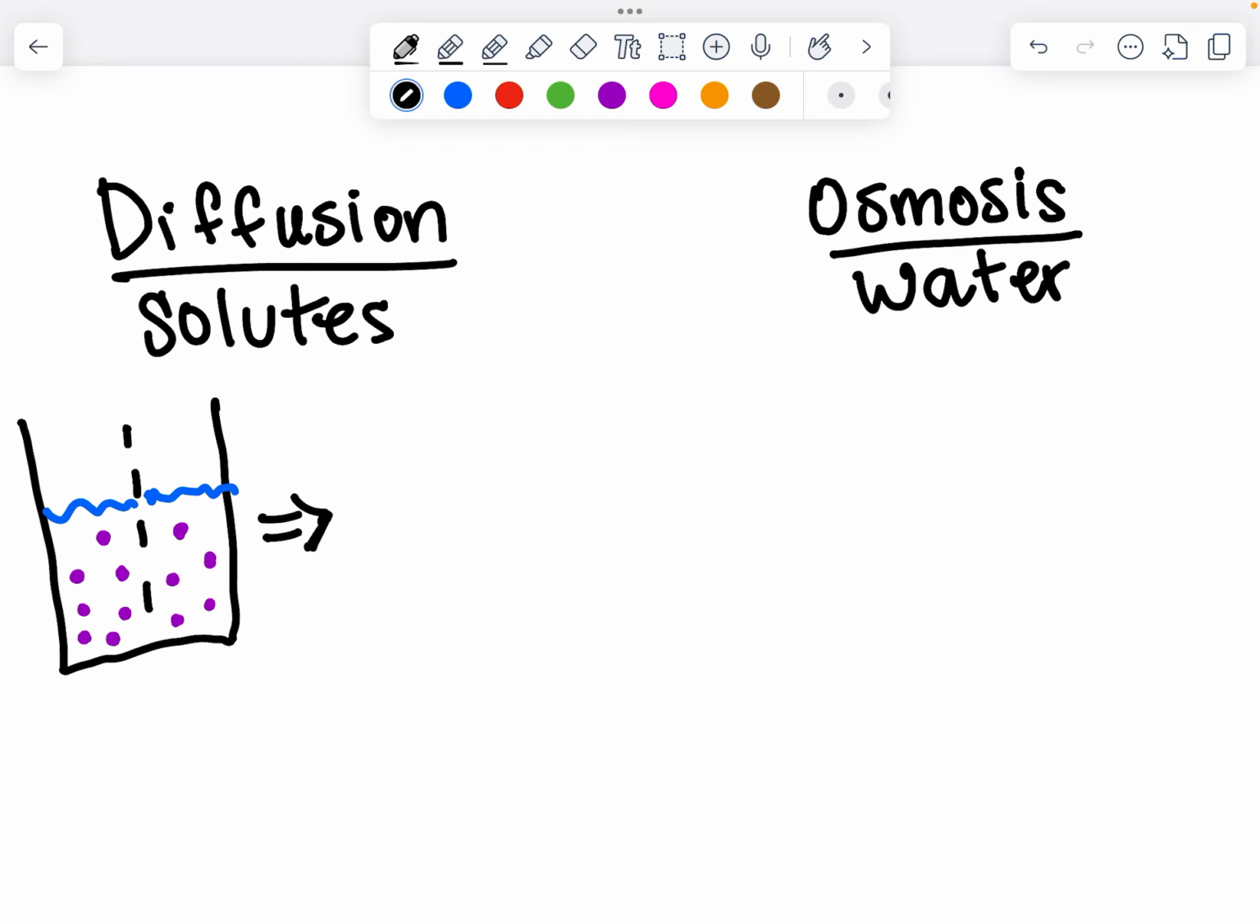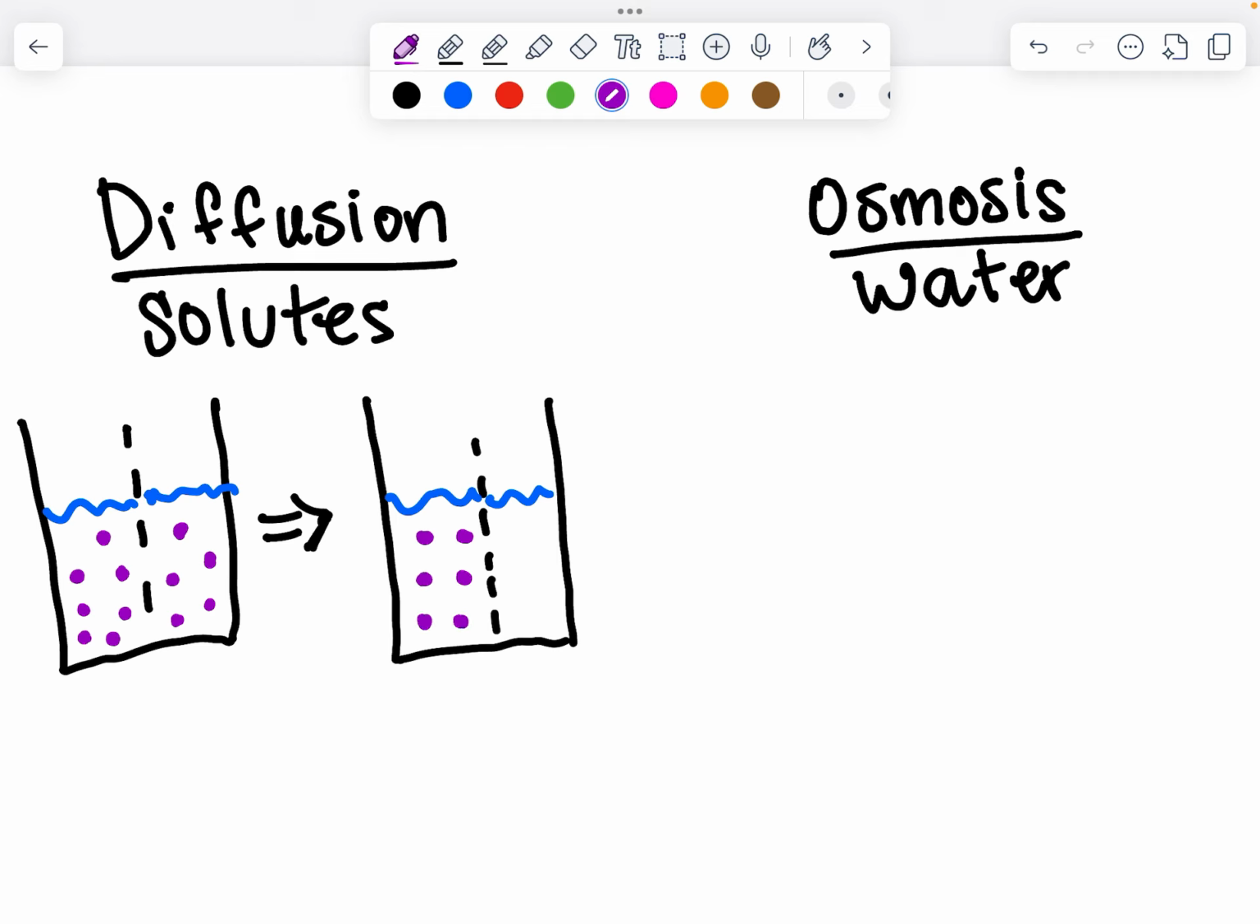So we draw this little arrow to say time has passed, and we'll draw our beaker again now that time has passed. We'll draw our semi-permeable membrane. We'll have our water. But now we'll see that we will have an equal number of solutes on each side of the semi-permeable membrane. This means that our solution is equal. As you can see here, one of these solutes has crossed over that semi-permeable membrane to the other side as time has passed. Now, what's going to happen in osmosis?